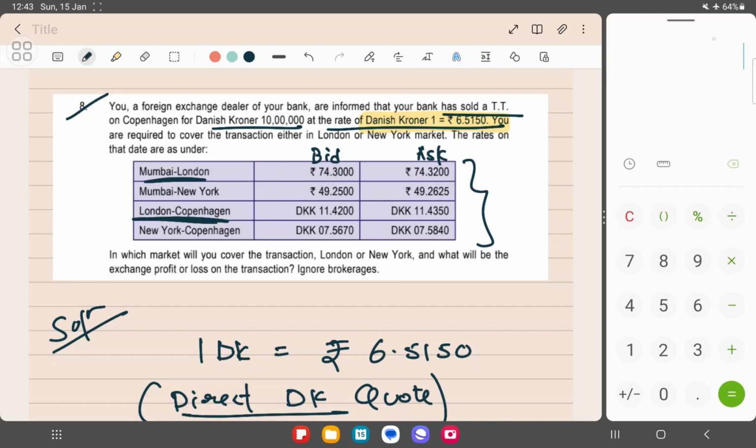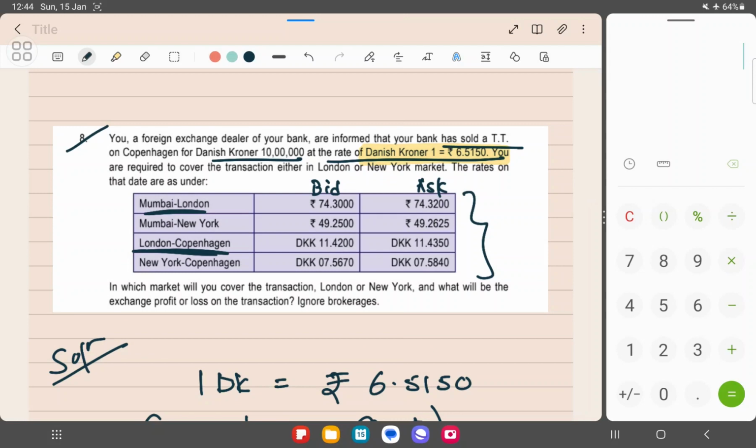Okay, let's do that. Now the most important thing is to select which rate we'll take, bid or ask, and whether we'll multiply or divide. That is, I think, the most important part of this question. So let's focus. First we take the London market and then New York. So for the London market we take these two quotes. Okay, let's start. Now see, what do you have?